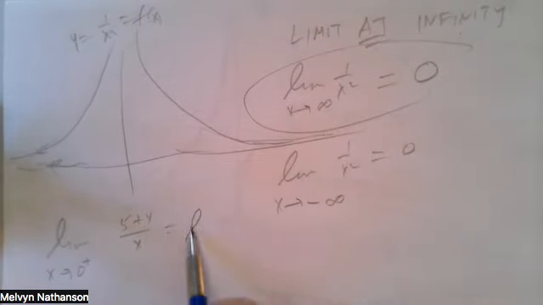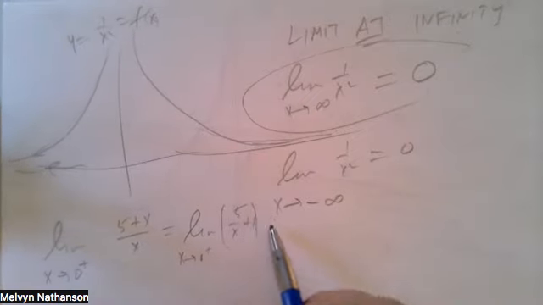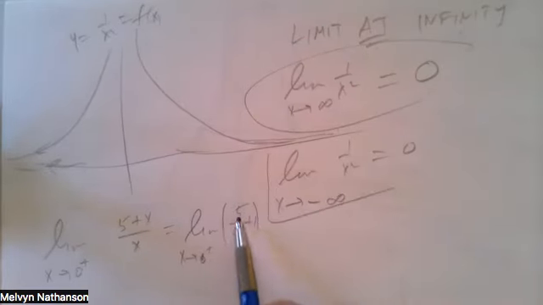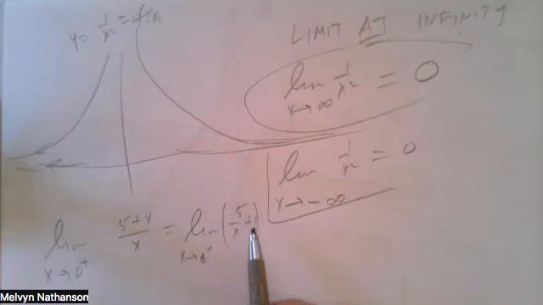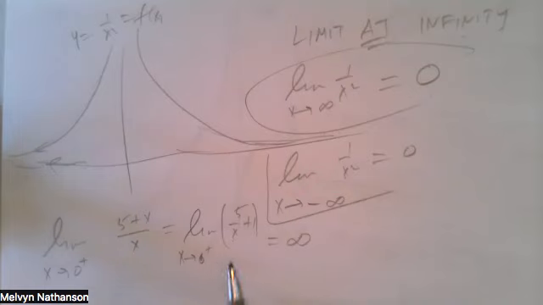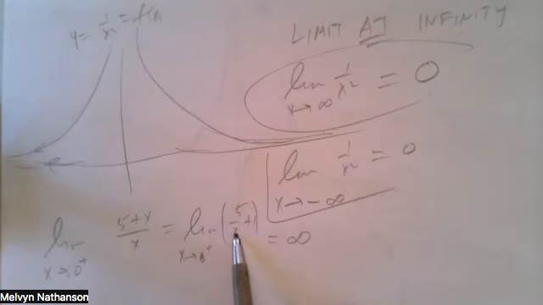What is this? Well, this is the limit as x goes to 0 of 5 over x plus x over x, which is 1. And as x goes to 0, 5 over x goes to infinity, and 1 is just 1. It's insignificant. This is going to be plus infinity. So when x is positive, this is positive, and this is going to plus infinity.